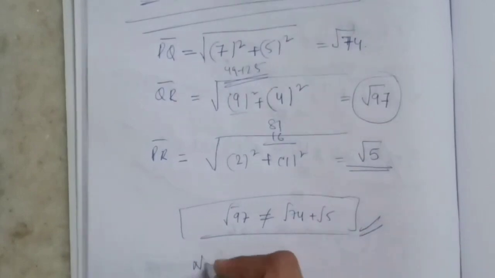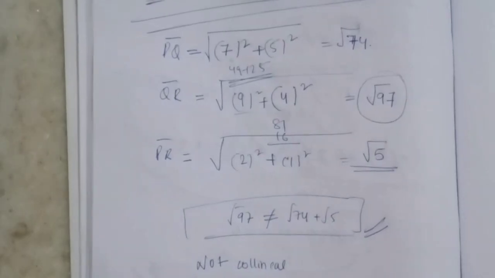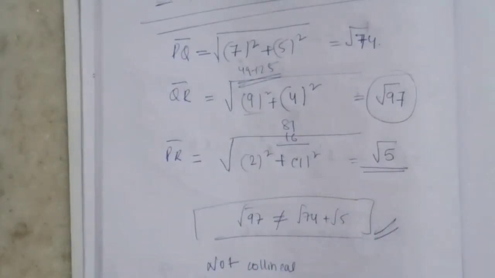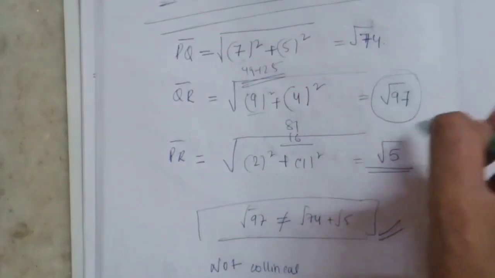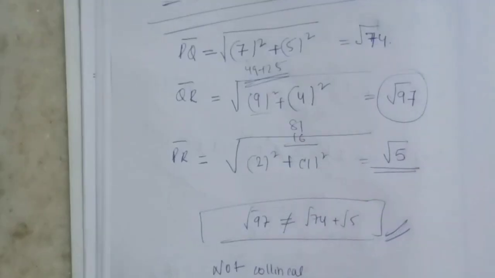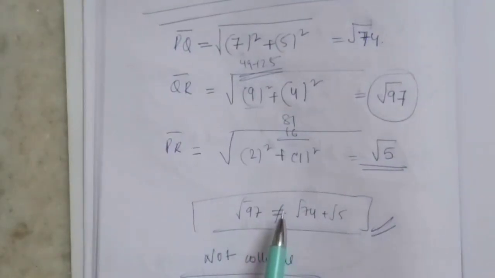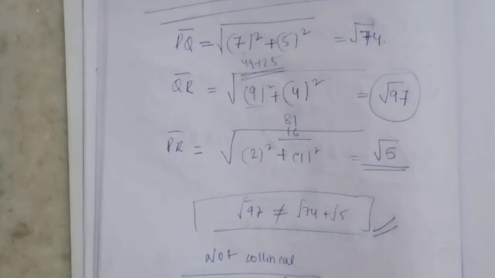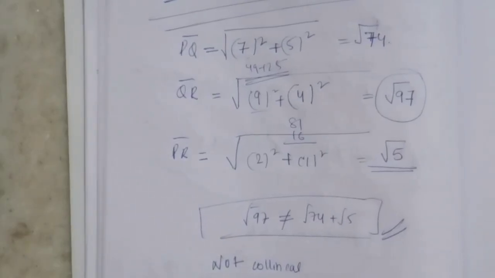So these points are not collinear. So this is our conclusion. If we can equate one distance as the sum of the other two distances, then the points are collinear. But here it is not going to be equal. So these are non-collinear, which do not lie on the same line. So this is our conclusion.